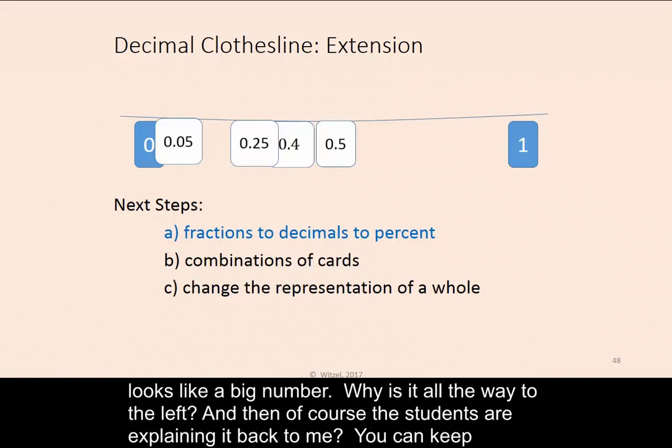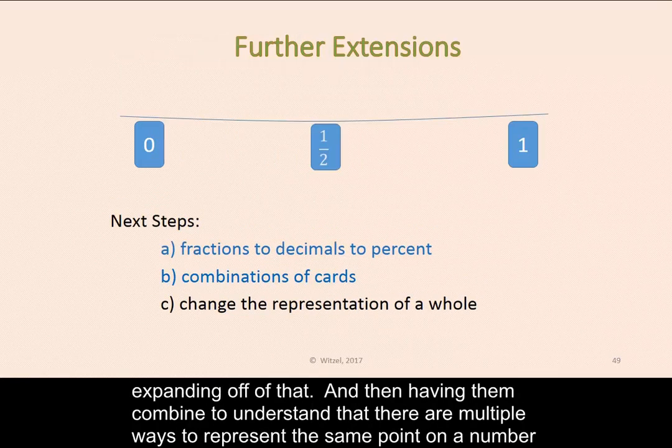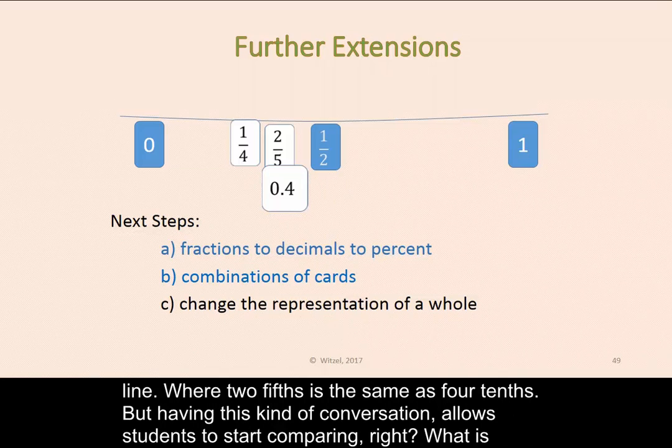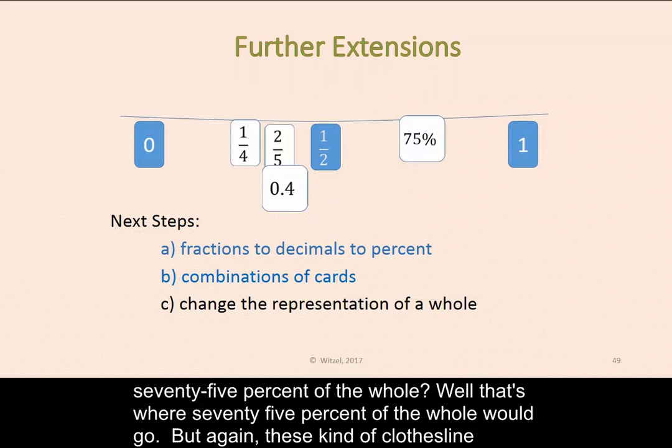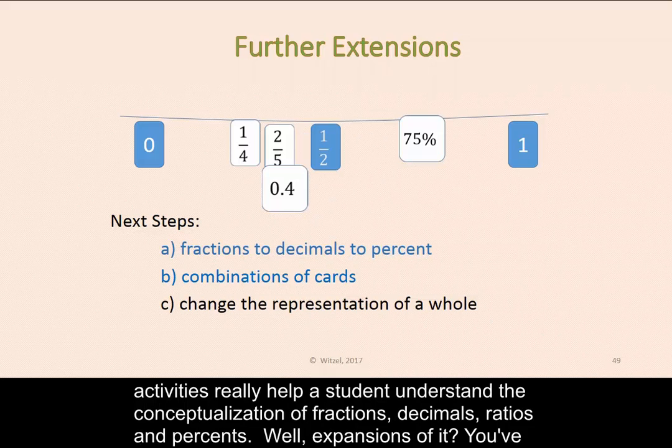Now, you can keep expanding off of that and then having them combine to understand that there's multiple ways to represent the same point on a number line, where 2/5 is the same as 4/10. So having this kind of conversation allows students to start comparing, right? What is 75% of the whole? Well, that's where 75% of the whole would go. But again, these kind of clothesline activities really help a student understand the conceptualization of fractions, decimals, ratios, and percents.